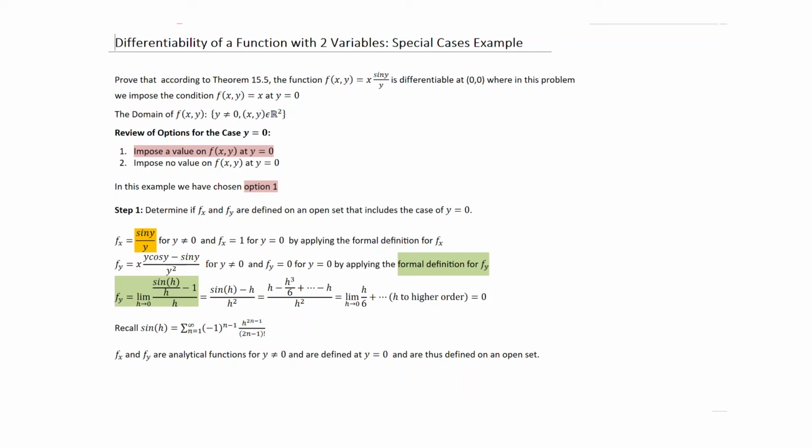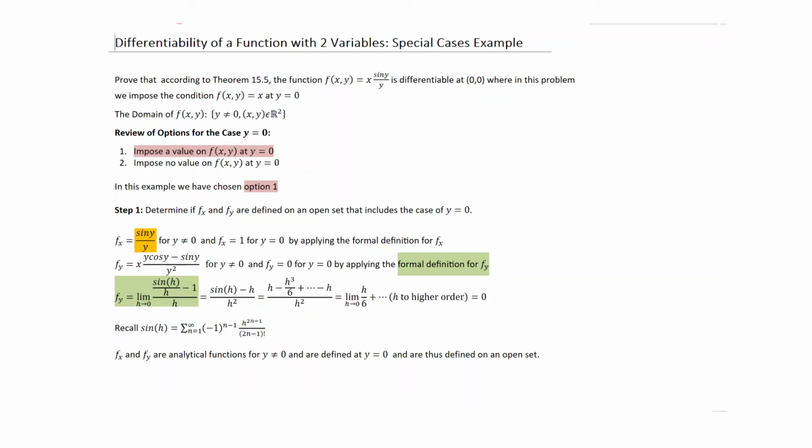All right, so we now want to go through the process of proving that differentiability. The first step is to determine if f partial x and f partial y are defined on an open set. That includes the case of y equals 0. For f partial x, it'll be sin y / y for y not equal to 0, because the function's perfectly well behaved. And it'll be f_x equals 1 for y equals 0 if we apply the formal definition, which means you have to essentially have a difference divided by some variable, which in the limit goes to 0.